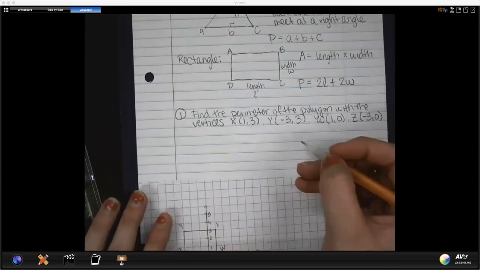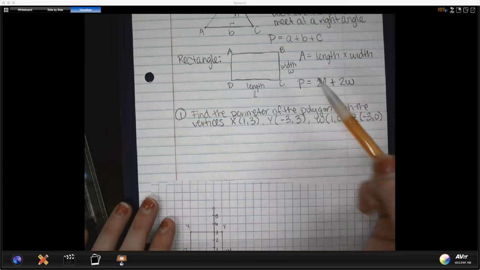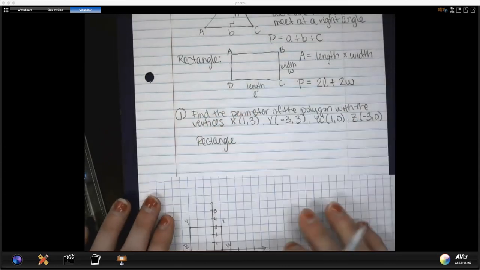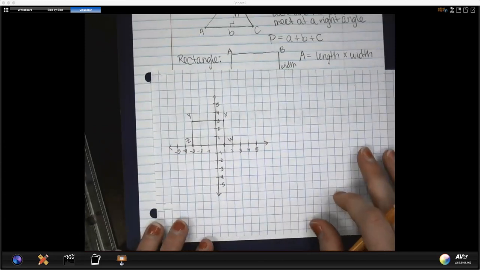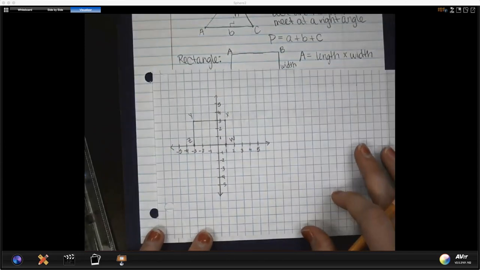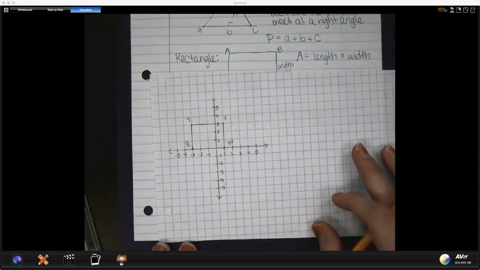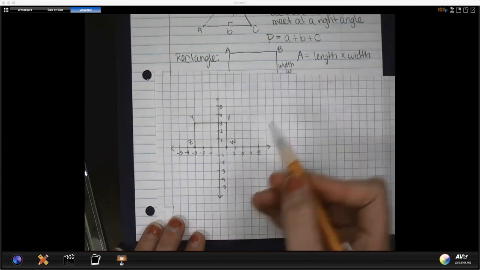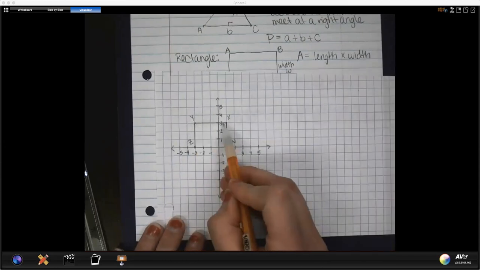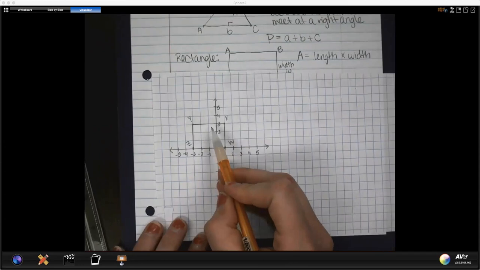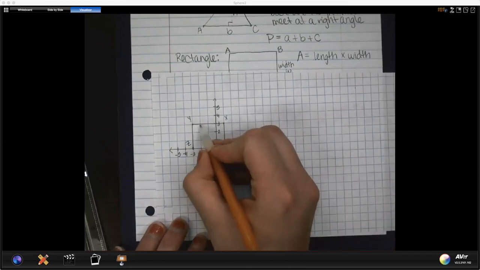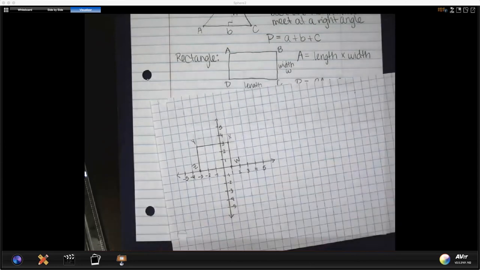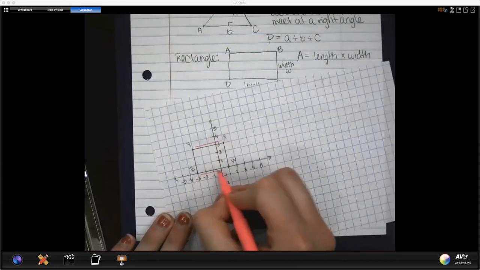So first thing we need to know in order to find the area and perimeter of our rectangle is the length and the width. Okay, on this problem, because it is nicely set up and everything is lined up, we can just simply count. So what would we consider our length? Our length would be 4. So we have 1, 2, 3, 4. So this length here, those are 4.